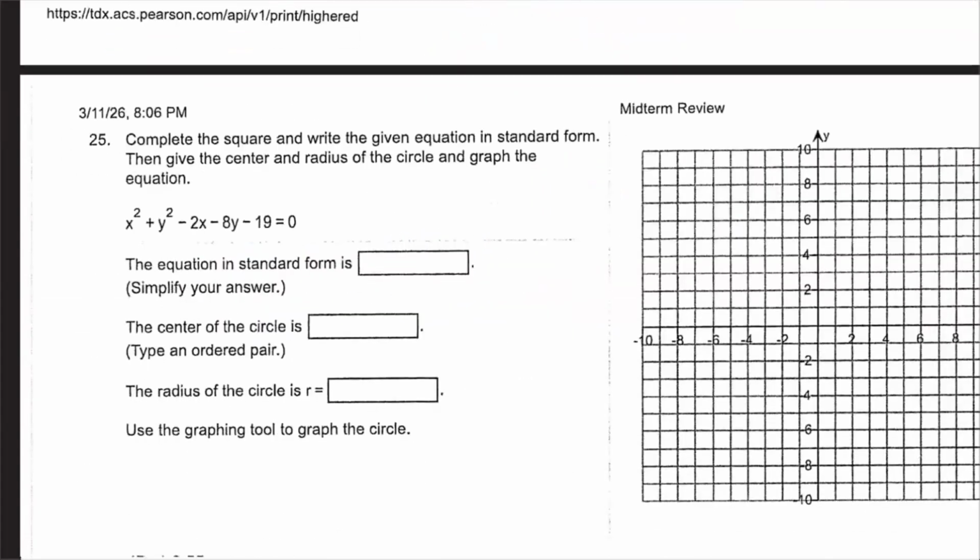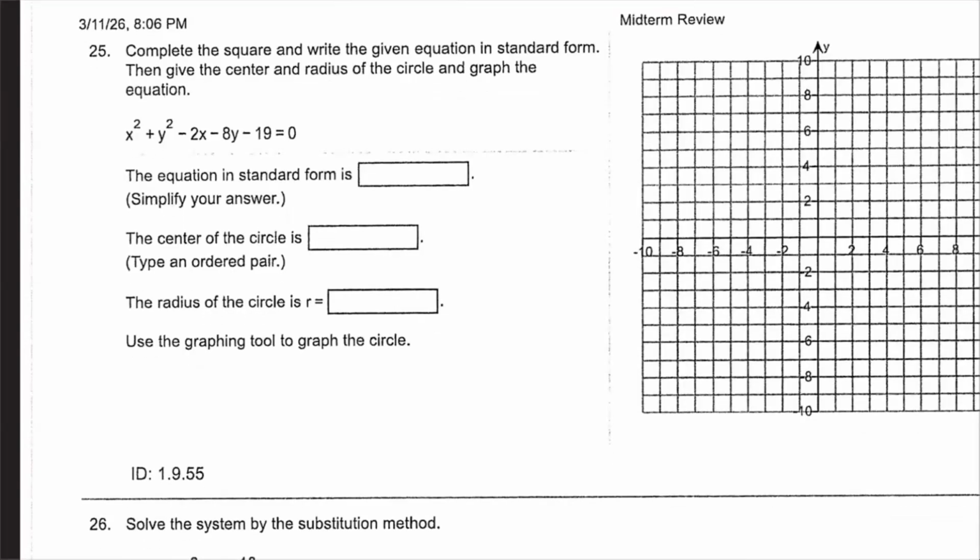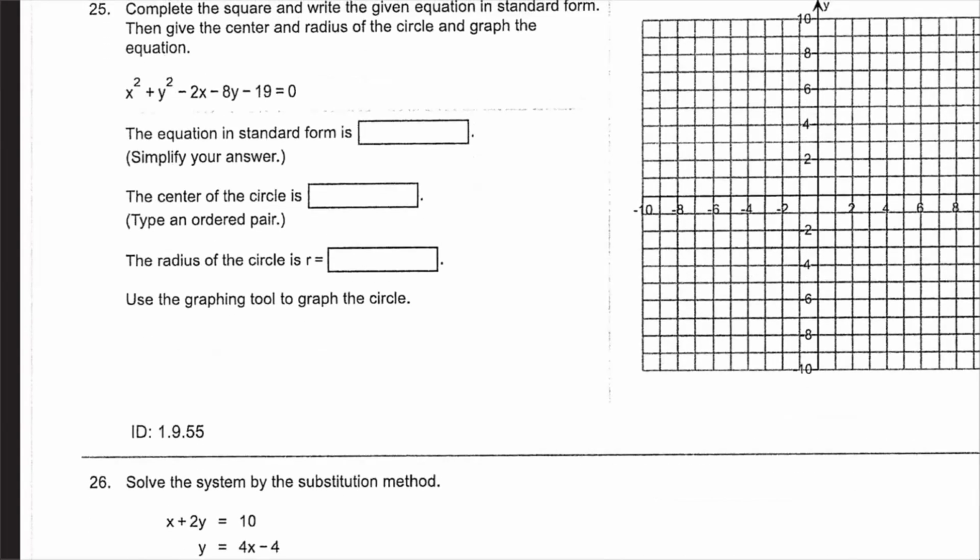All right. Then this one, 25, says complete the square and then write the given equation in standard form, then give the center. So to complete the square, you have to complete the square on the x's and the y's. So we start off, this is given in what is called general form. We need to write it in standard form, and you can't just do that without completing the square.